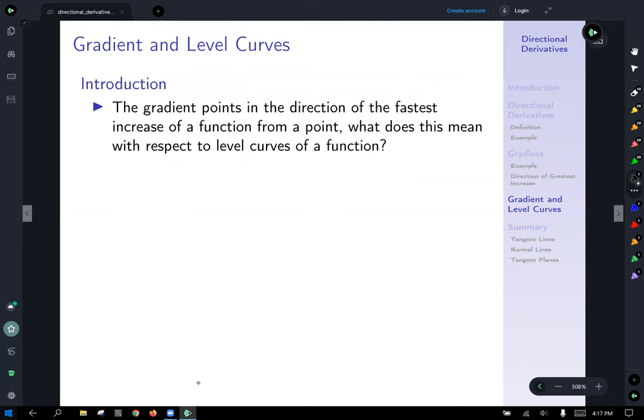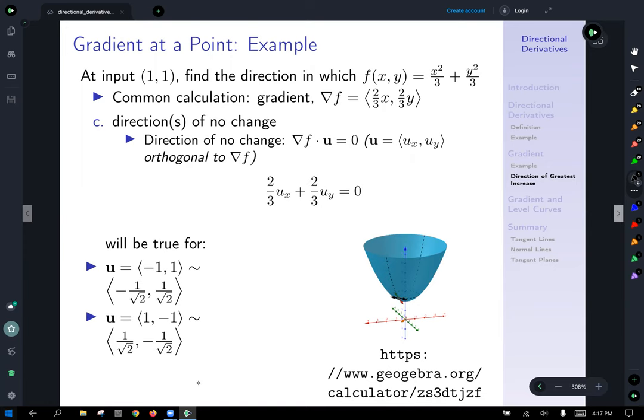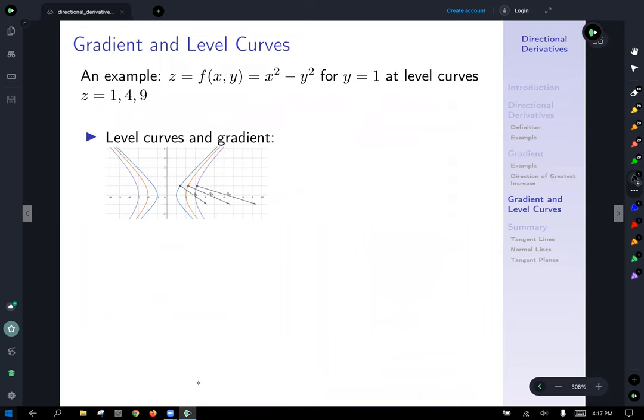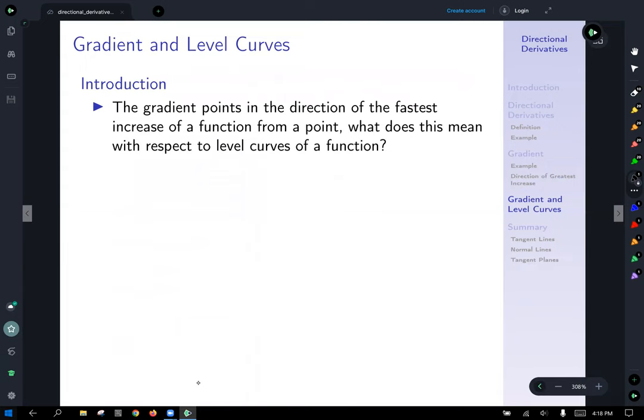All right, so let's continue this conversation. We basically started to talk about level curves there, so let's make it formal and talk about the gradient and level curves. The gradient points in the direction of the fastest increase of a function from a point. What does this mean with respect to the level curves of the function? It means necessarily that the gradient is always going to be orthogonal, or normal, to your level curves.